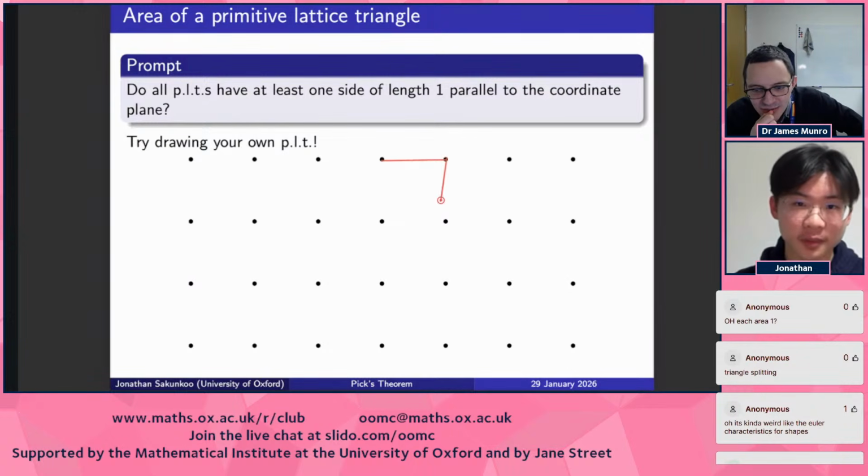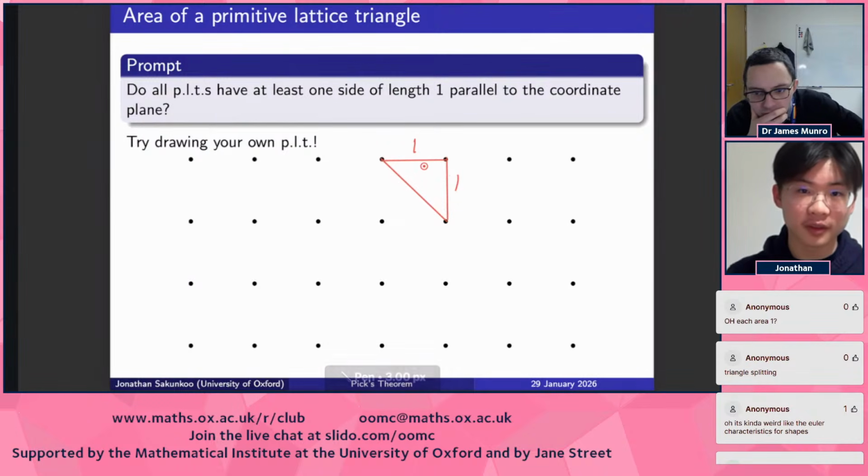Which is, I guess, what some person said, right? We can look, well, for example, this one is the simplest primitive lattice triangle. It's got area 1/2, or moving that point along, one. So this is 1/2.